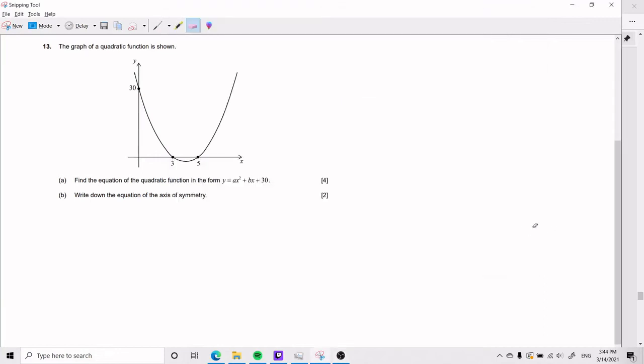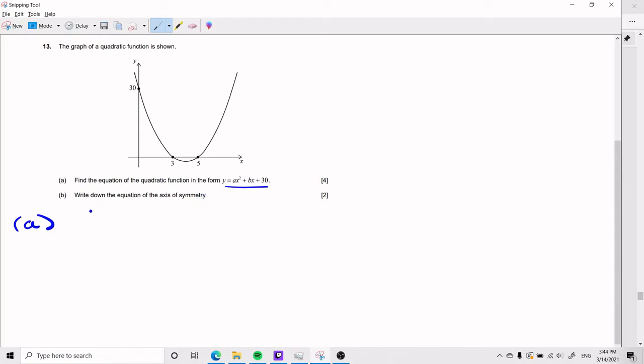Hello everybody, today we will be going over a quadratic function problem at the IB Math Studies level, which is actually disguised as a systems of equations problem. But anyway, we have the graph of a quadratic function which is shown right here, and for part A, we need to find the equation of the quadratic function in the form y equals ax squared plus bx plus 30, right? And so of course, how the heck do we do that?